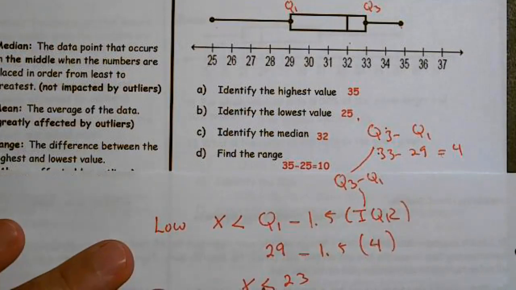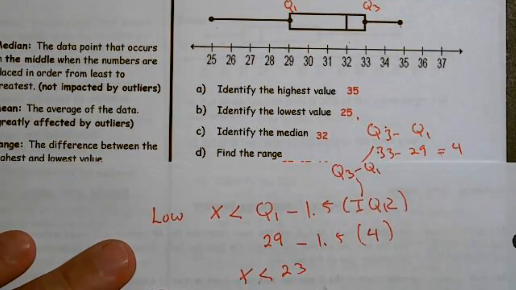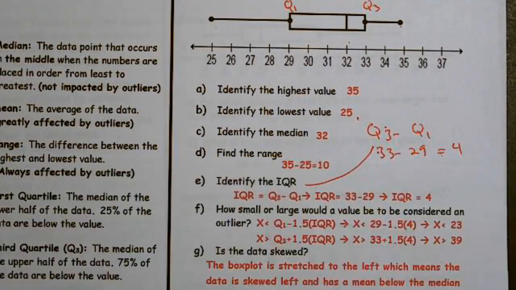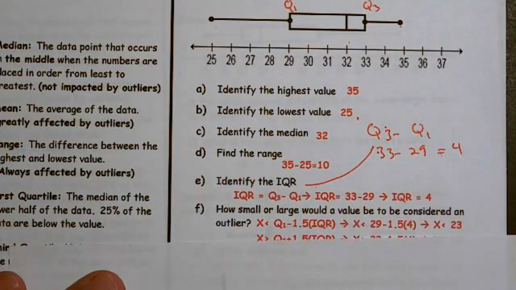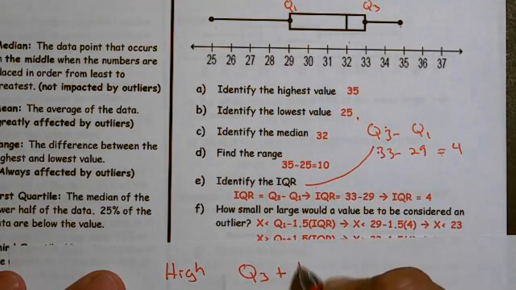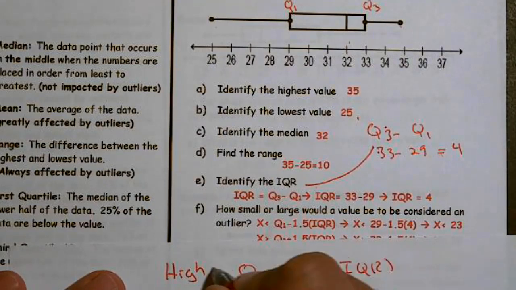Please notice I said less than. If it's 23, it's not an outlier, right? So it has to be less than 23. On the high side of the data, our formula is a little bit different. It follows the same format, and our formula is going to be Q3, or the third quartile, plus 1.5 IQR. And X has to be greater than that. X has to be greater than Q3 plus 1.5 IQR.